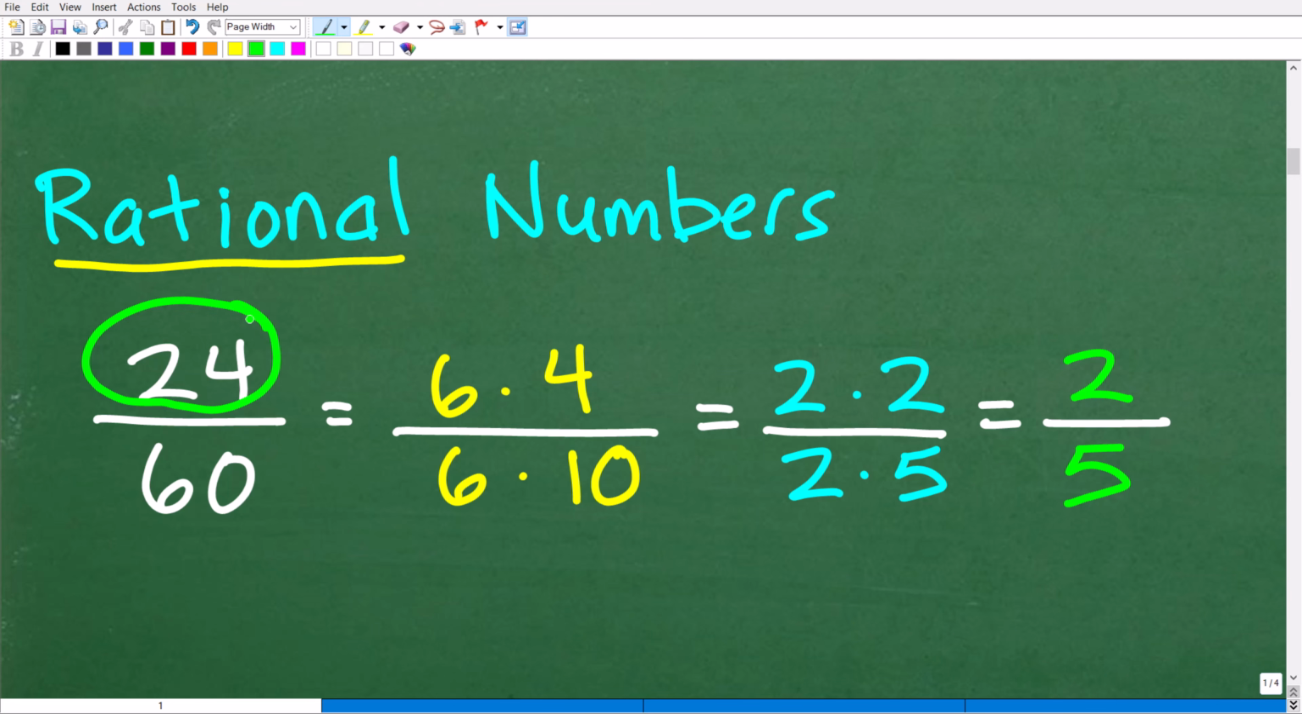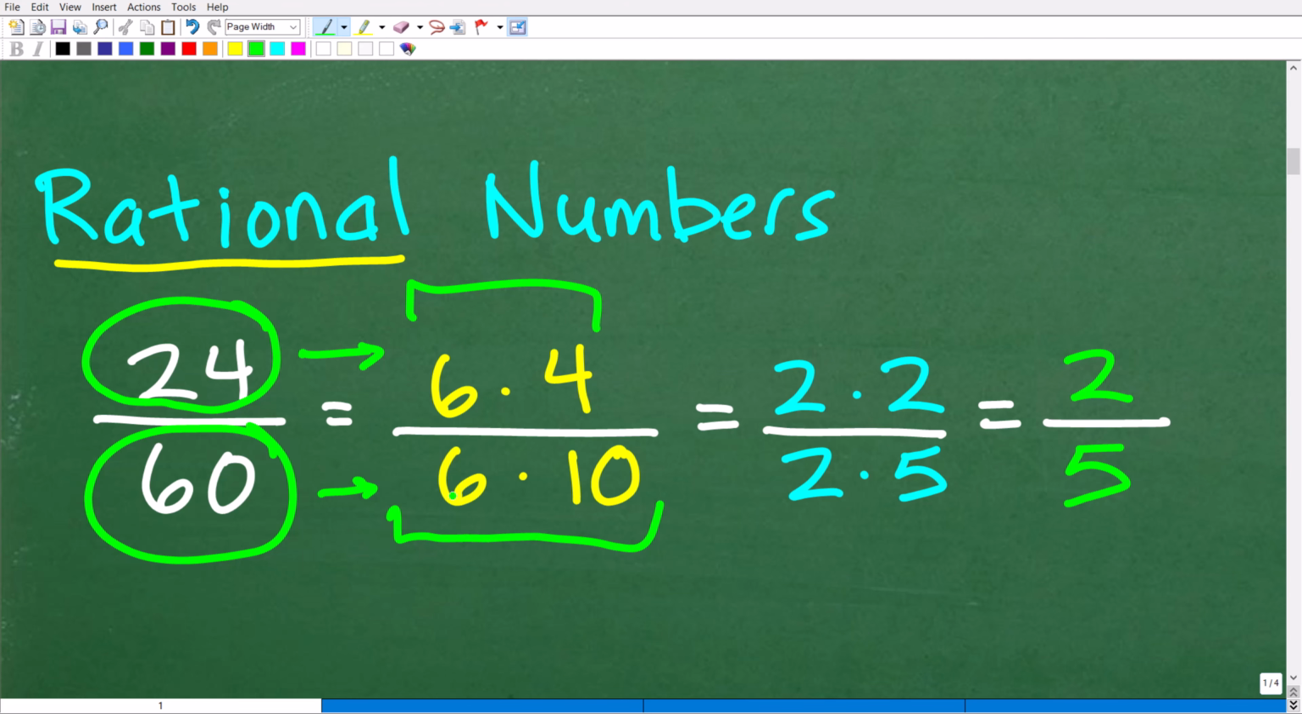So let's take 24 and think of factors of 24. 6 times 4 is 24. And then for 60, what numbers are factors of 60? Remember, factors are numbers that you multiply together, and the product gets back to the original number. So 6 and 10 are factors of 60, and 6 and 4 are factors of 24.